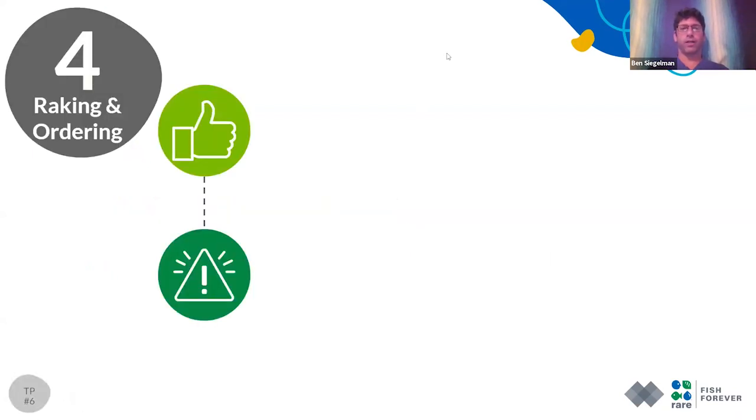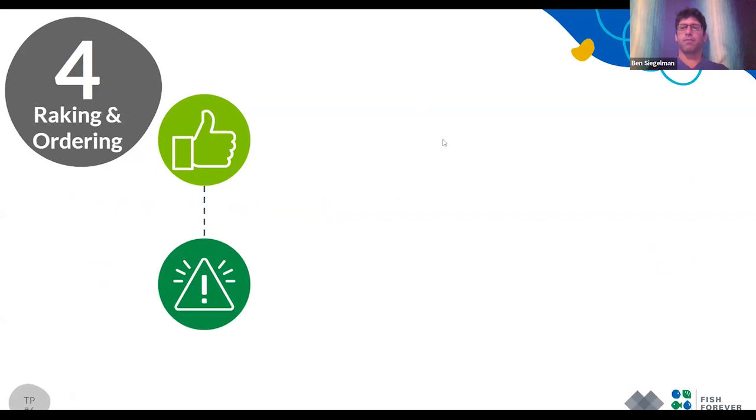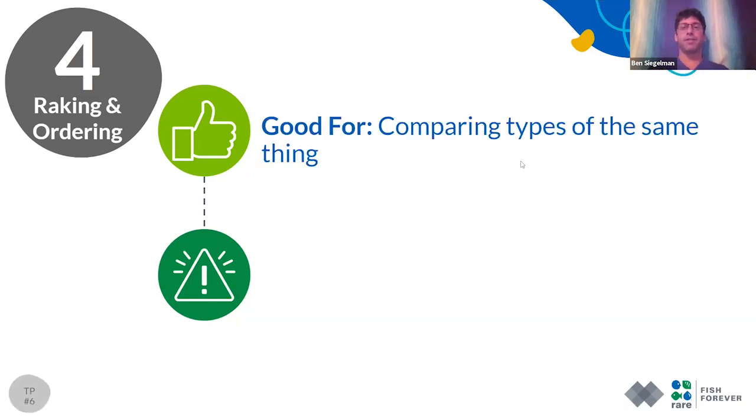Ranking and ordering. We've got two more types of questions here, and then we'll stop for questions or comments. So ranking and ordering, I love these. This is where you give people a list of options and ask them to put them in a rank, and it's great for comparing types of the same thing. It's excellent for that. And we can look at an example now.